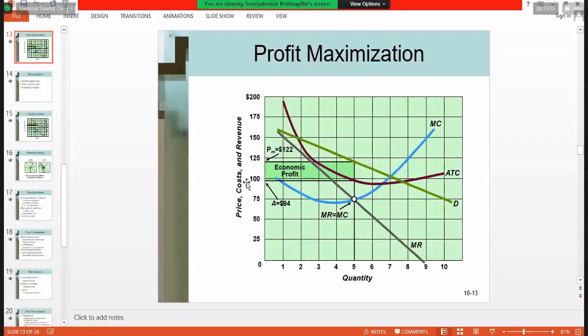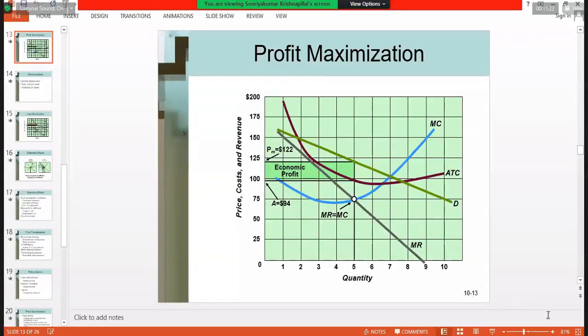So the total revenue is 122 into 5 units. When he produces 5 units, the average total cost is 100, so the total cost is 100 into 5, which is 500, and the total revenue is 122 into 5. So he will get economic profit.